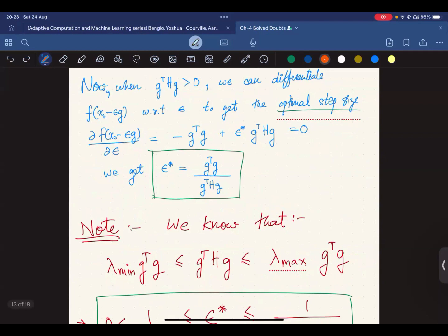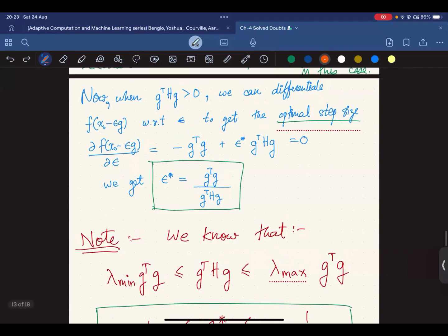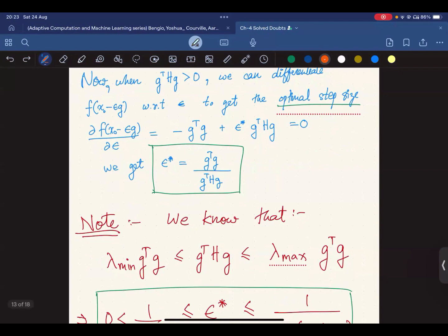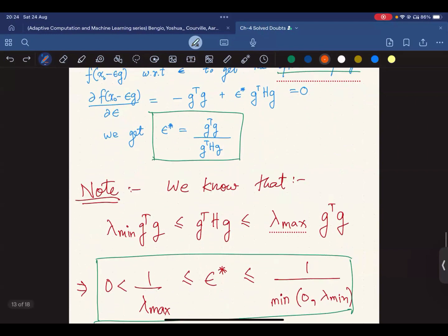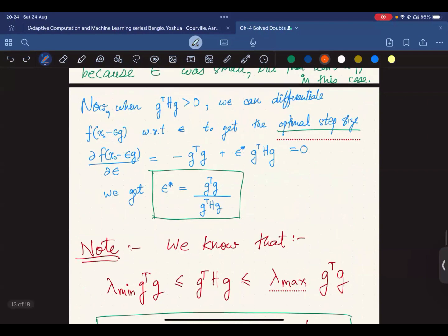And when G transpose Hg is greater than 0, then we can differentiate this Taylor series to obtain the critical point, to obtain the optimal step size. So here we can see that in this case we get this step size, and we know that if G is an eigenvector of H, we get this as lambda.